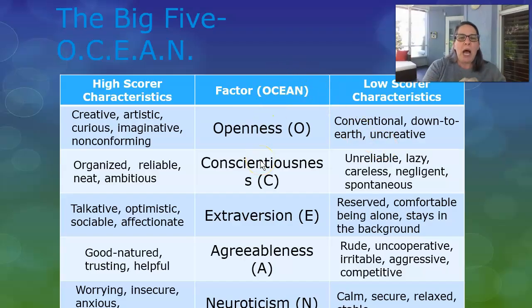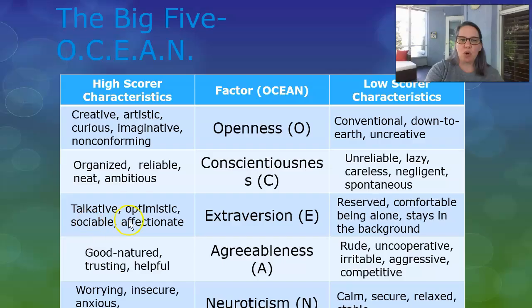On the openness scale, if you score very high, you tend to be creative, artistic, very curious, imaginative, non-conforming. You don't conform to all of the social norms and rules of society. If you are a low scorer, you tend to be more conventional, more of a rule follower, more down to earth, a little bit less creative. On the conscientiousness scale, high scores are very organized, reliable, neat, ambitious. Low scores are unreliable, lazy, careless, negligent, very spontaneous.